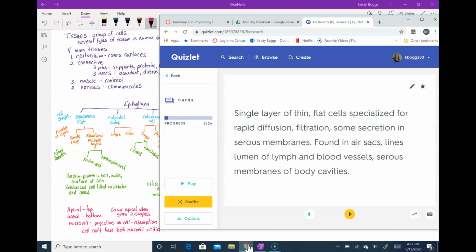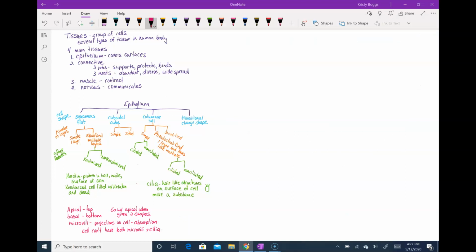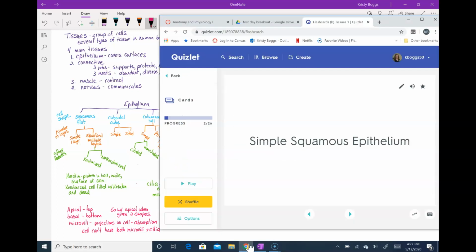Okay, here we have single layer of thin, flat cells specialized for rapid diffusion, filtration, some secretion in serous membranes. So it's single layer, that tells us that it's simple, and it says thin, flat cells. Well, that's a description of squamous. This is found in the air sacs, lines the lumen of lymph and blood vessels, and serous membranes of body cavities. So if we use our chart, we have simple squamous epithelium. There you go.